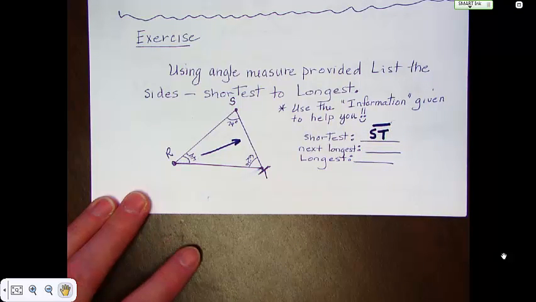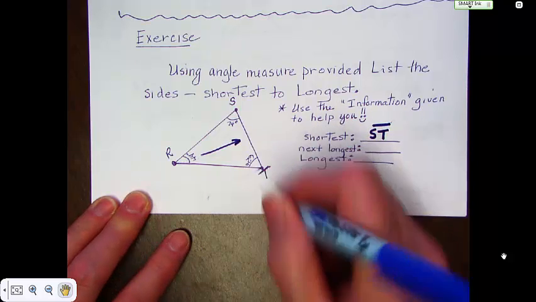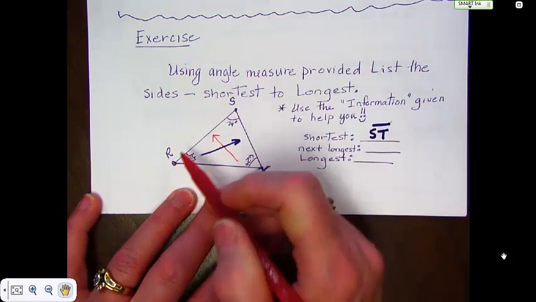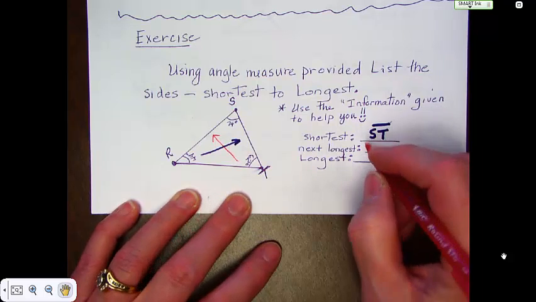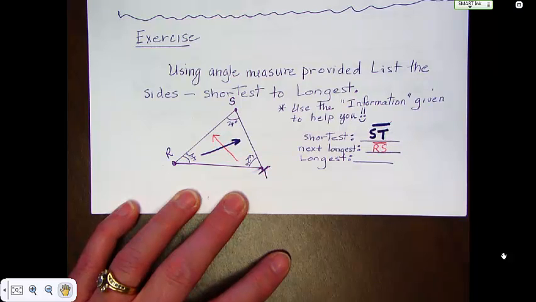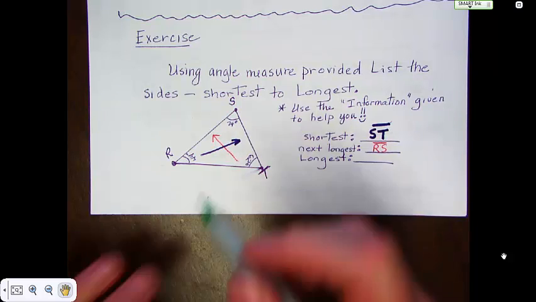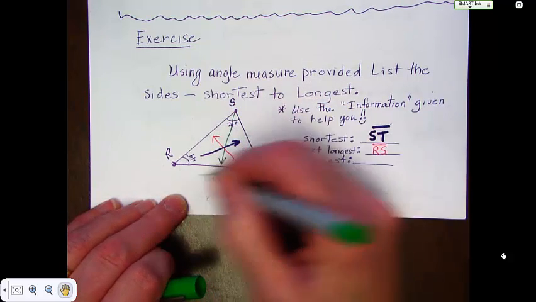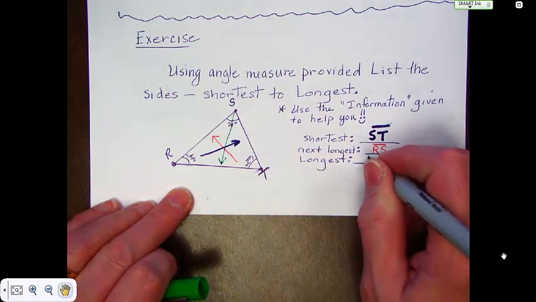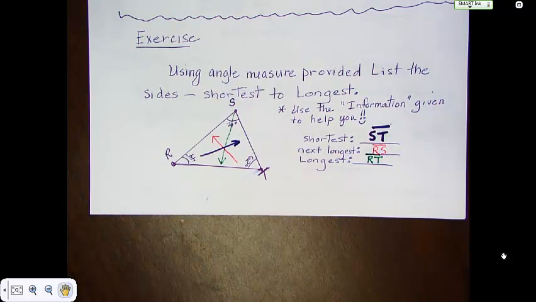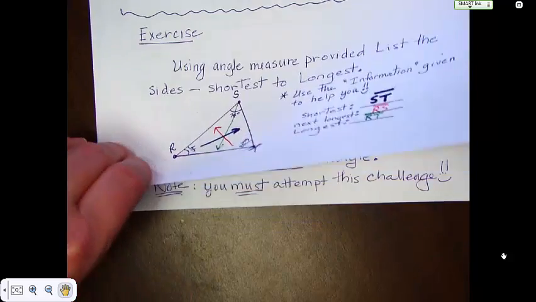Now, what's the next largest angle? Yep, right here. So, across from this next largest angle is this side. And so, the next longest side is going to be side RS. And of course, the very largest angle in here is this one right here. And so, across from it will be the longest side, and the longest side is RT. Not really that hard to figure out, is it? I don't think it is. Definitely this is going to need to be in your notes.